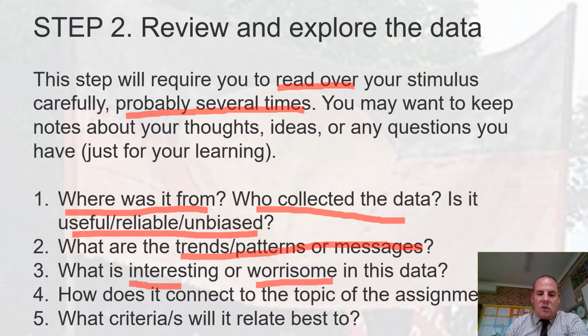And you need to start working out how it's connected to the topic of your assignment, and what criteria in your evaluation it is going to be best related to. So that's what you've got to do once you've found your stimulus. If you can answer all those questions, you've got a good piece of stimulus, and you need 2 of those.